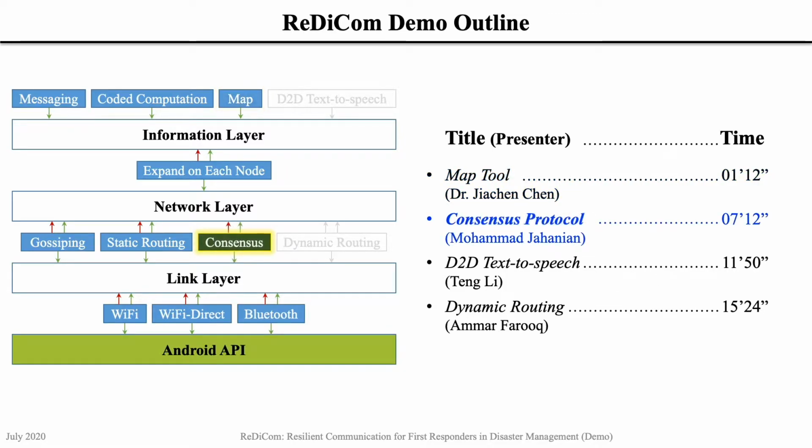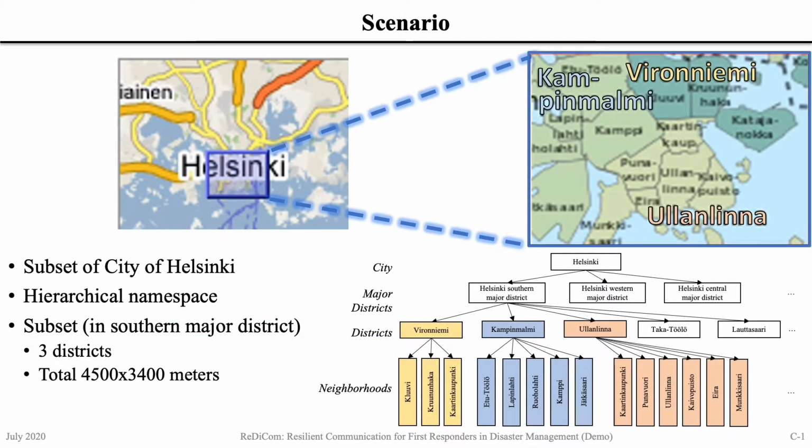Our second component, the consensus protocol, achieves it with high efficiency. We show a demo of our experiment to model our consensus procedure for a strong map update consistency in an intermittently connected environment. Our scenario environment is a subset of the city of Helsinki. In particular, it includes the major part of the southern major district of Helsinki. The regioning of the map is captured in a hierarchical namespace, with the levels following the city, major district, district, and neighborhood structure. Our city subset includes 3 districts, and the total environment is 4,500 times 3,400 square meters.